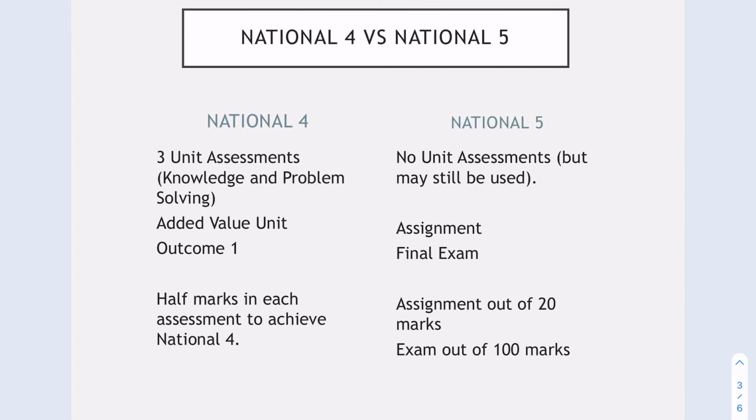So what's the difference between National 4 and National 5? Well, with National 5 it's got an exam at the end of it, which is the most important thing, and also something called an assignment. An assignment is out of 20 marks and the exam's out of 100, so this is something that you do round about May, June time.